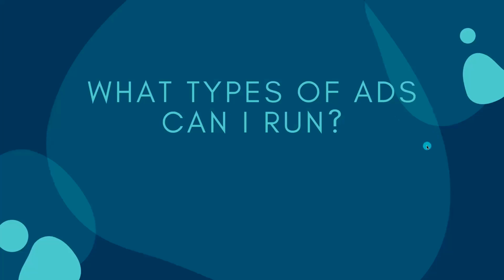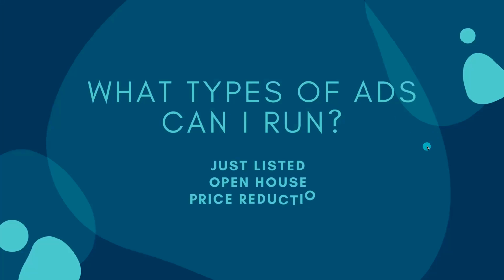What types of ads can you run with Property Boost? There are 4 of them. Just listed, open house ads, price reduction ads, and sold ads.